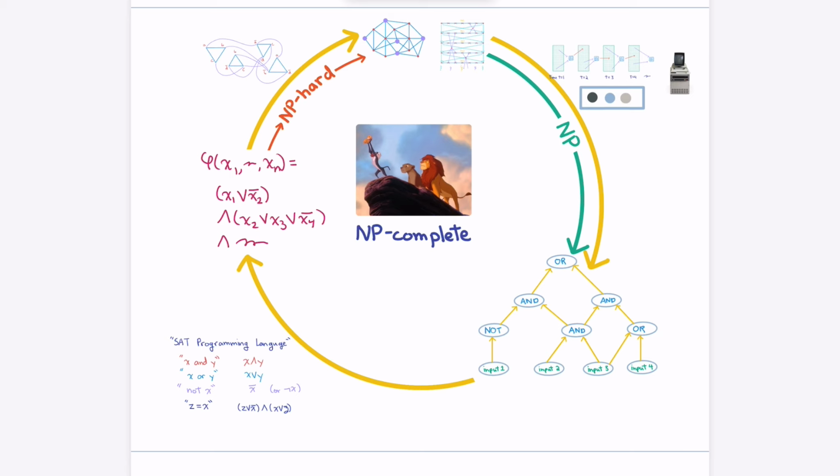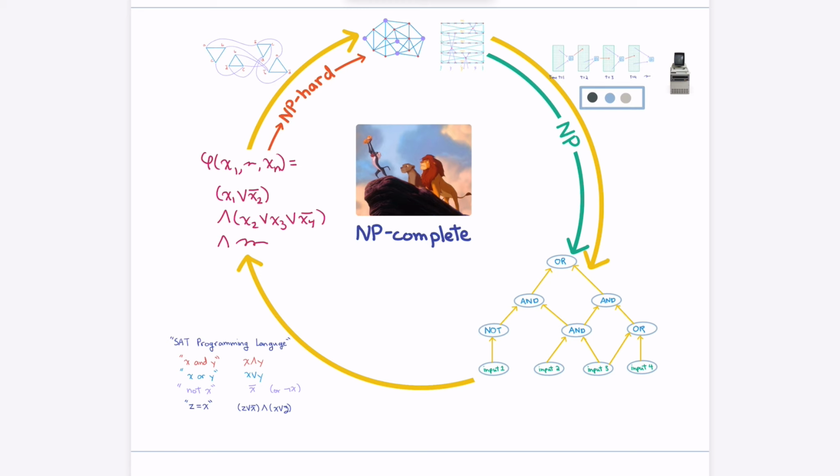Now, we know that circuit SAT and 3-SAT can solve any problem in NP, because a problem in NP can be verified, so there's a circuit. NP hard means this problem can solve any problem in NP. So certainly circuit SAT and 3-SAT are NP hard, so it's at least as hard as any problem in NP. That's what NP hard means.